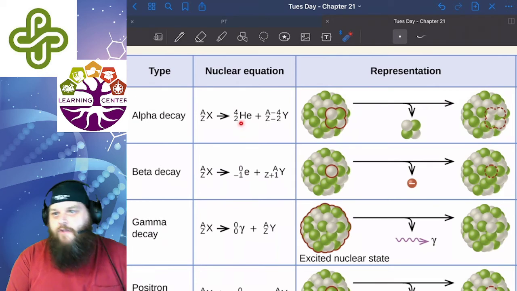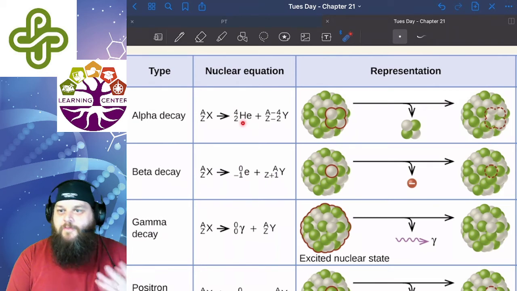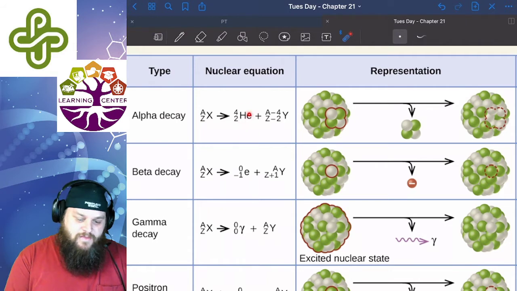That's what we call an alpha particle. So helium has 2 protons and 4 nucleons total. So 2 neutrons, 2 protons. That's helium.